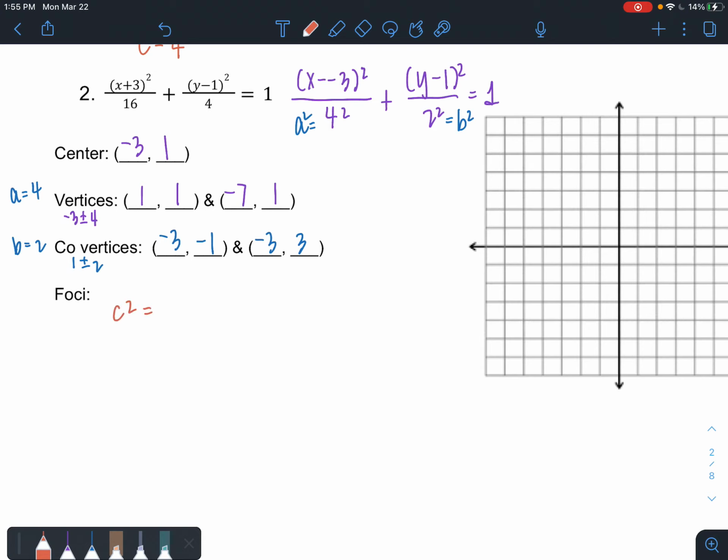To find the foci, I'm doing c squared equals a squared minus b squared. A squared is 16, b squared is 4. Nope, that's not right. So c squared is equal to 12, making c the square root of 12, which is about 3.5. And we will round so that we can graph easier.